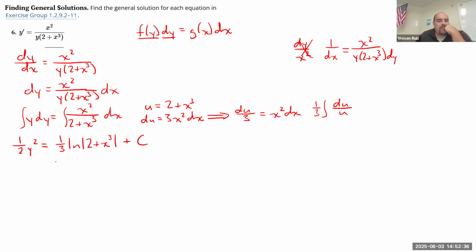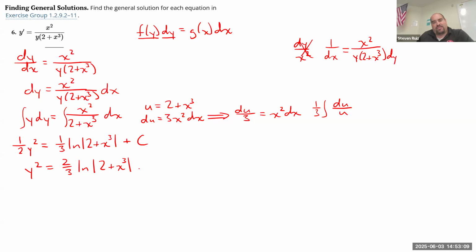Okay, so we want a general solution. So what does that mean? That means I want to isolate y. So we have a couple steps to do to get there. From here, how do I isolate y? Well, I need to double both sides. So multiplying both sides by 2, I get y squared equals 2/3 natural log of the absolute value of 2 plus x cubed.